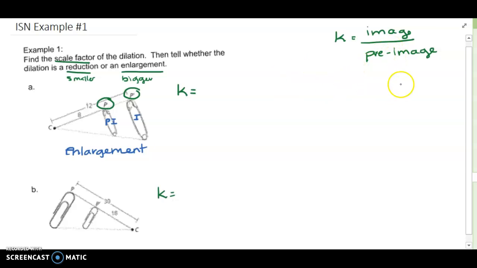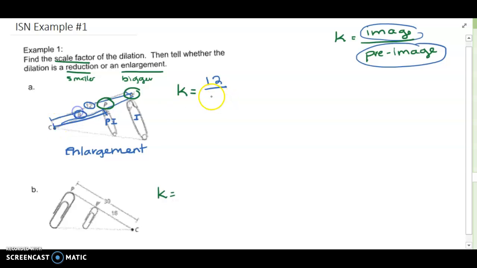All right, now I want to find my scale factor. So my scale factor is image over pre-image. Okay, so the image is my P prime, so the length of this whole P prime here is 12. And then over my pre-image, which is from here to here, which is 8, so 12 over 8. If I reduce this, which Big Ideas will want you to do, I get my scale factor is 3/2.